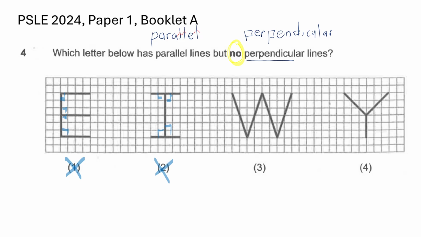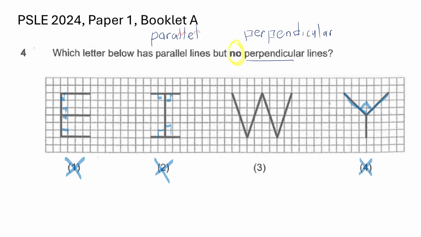For option 4, it looks like there's no perpendicular lines, but actually there is. Right? If you look closely, this is actually a right angle. So these two lines are actually perpendicular to each other. Okay, so this one also has a pair of perpendicular lines, so this is also out.